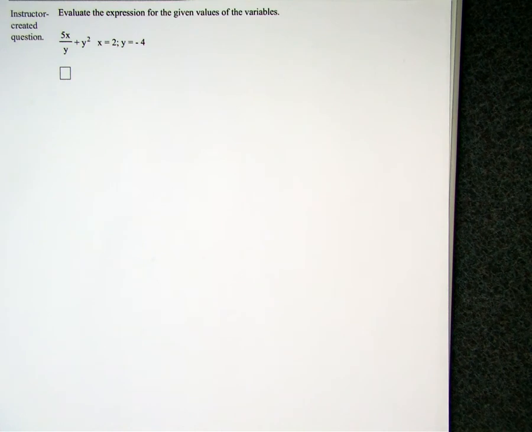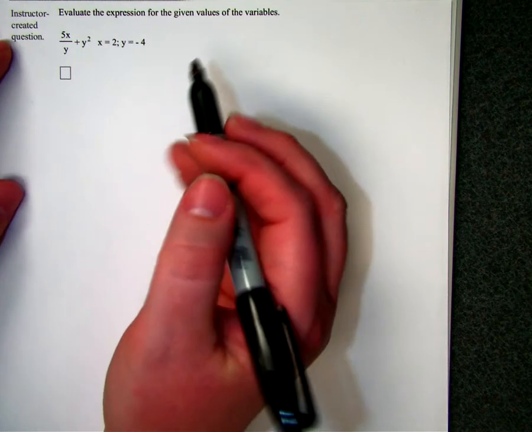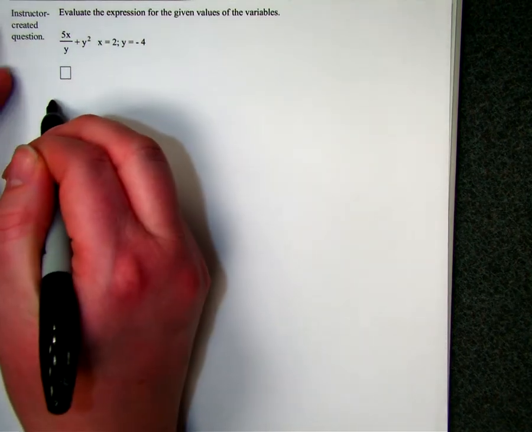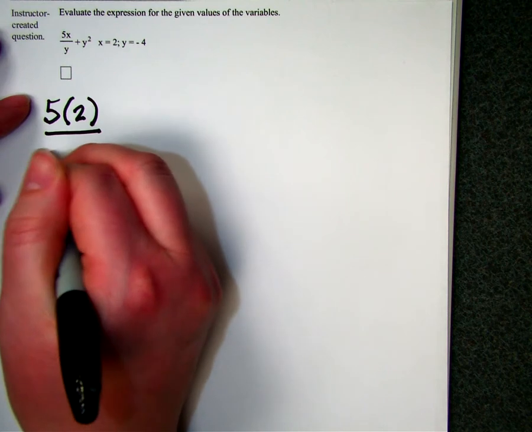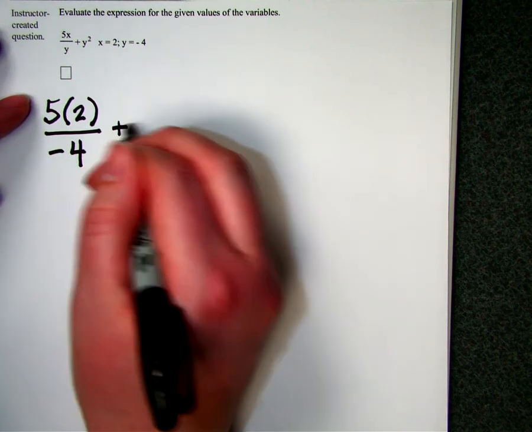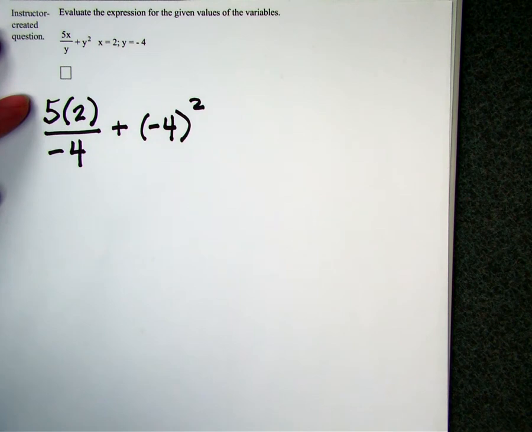All right, so let's look at this example involving order of operations and substitution and fractions. It says evaluate the expression for the given values of the variable. So it tells you that the variable x is equal to 2 and the variable y is equal to negative 4. So let's go ahead and plug in those values. 5 times 2 over negative 4 plus negative 4 squared.